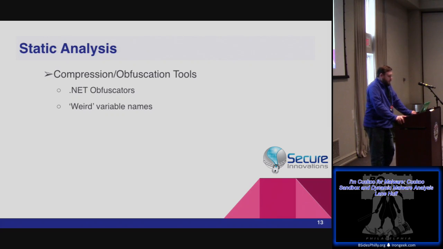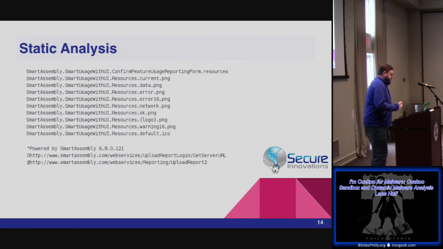Another thing you can look at with static analysis is the different ways that it's compressed, the obfuscation tools that are in there, and variable names. A lot of times, especially in Word macros and things like that, you'll see people use obfuscators, which will change all their variable names into nonsense and make it harder for the analyst to figure out what's going on. You have to backtrack and go in there and look at that.